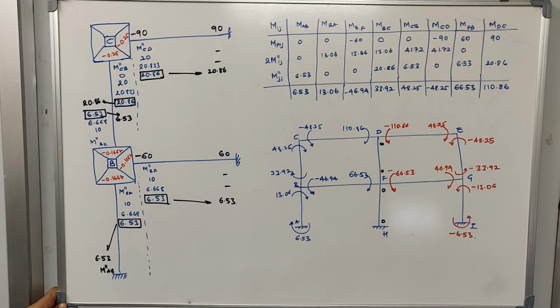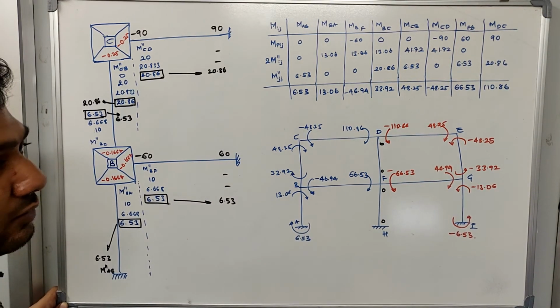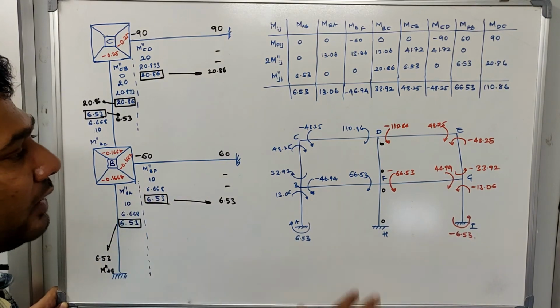One change is the stiffness values. Earlier the stiffness value was half of the original stiffness. Here I'll take the complete original stiffness itself, which is I by L. Remember that, that is the first change.